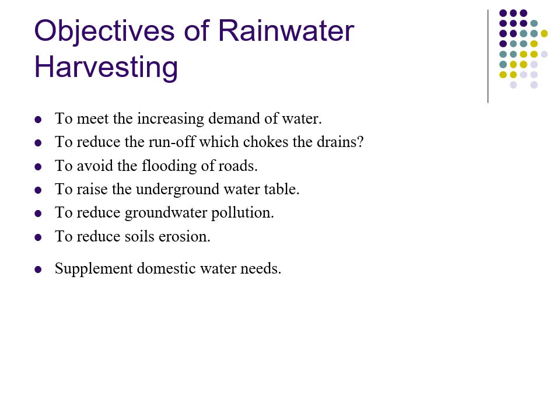Objectives of rainwater harvesting system. It helps to meet the increasing demand of water, and it helps to reduce the runoff which chokes the drains, and it helps to avoid the flooding of roads, and it helps to raise the underground water table, and it reduces the groundwater pollution, and it reduces the soil erosion, and it supplements domestic water needs.